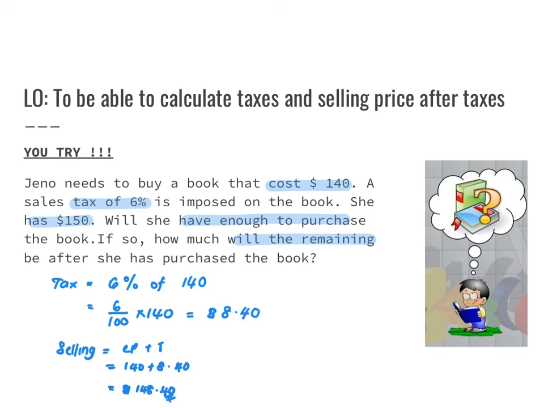So does Jenna have enough money? Yes, definitely. So how much will remain after she has purchased the book? She had 150. Now if you subtract the selling price, which is $148.40, that would give us $1.60.